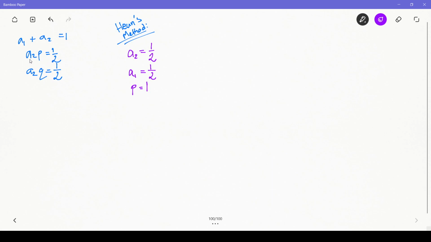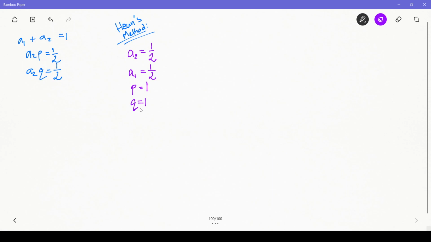So when the value of A2, which is half, is multiplied by P, which is 1, we get the product half. Fine. In the case of the third equation, which is A sub 2 times Q equals half, we can say the same thing, right? Since we know the value of A2 to be half, we can say that the value of Q is 1 as well, right? So the value of Q is 1.